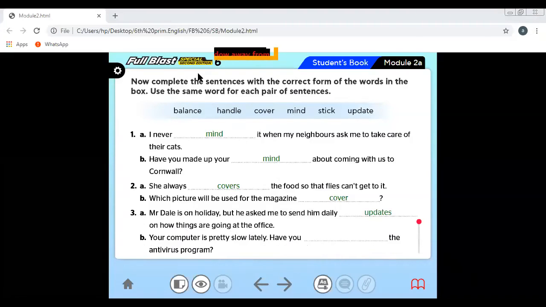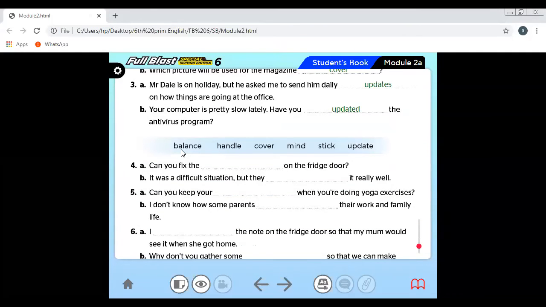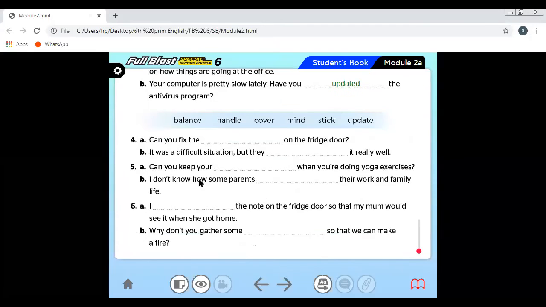Yes, Rawan Ahmed. What's your answer? It will be updated. We will add ed to update because it's present perfect. Updated. Let's go to the next part. The verbs or the nouns are balance, handle, cover, mind, stick, and update. We will read and complete the sentences, one sentence with a verb and the other with a noun.